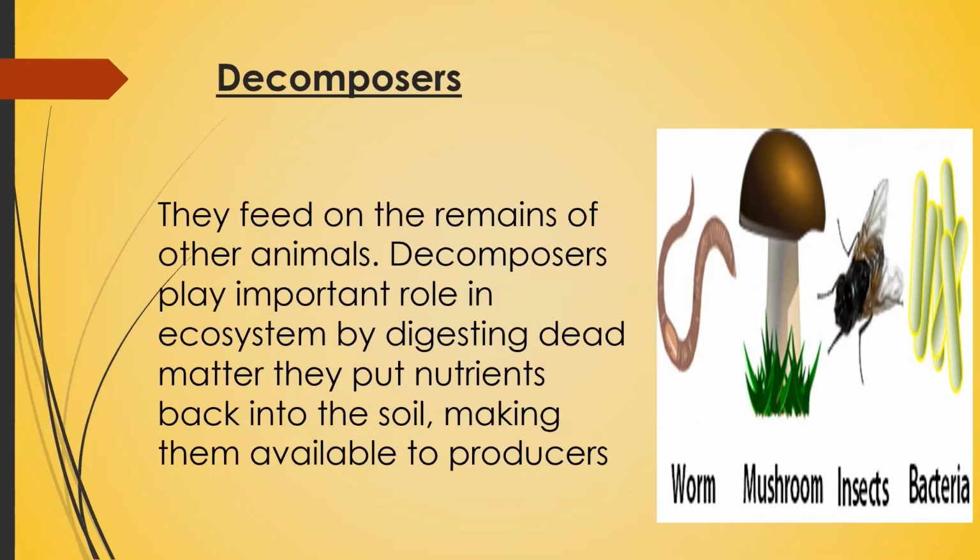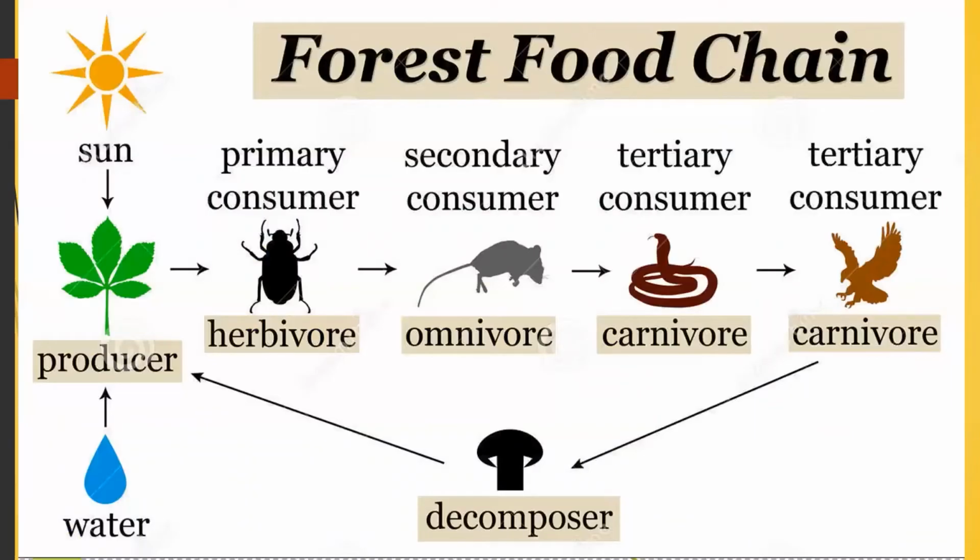Decomposers play an important role in the ecosystem. By digesting dead matter, they put nutrients back into the soil, making them available to producers again. For example, mushrooms, earthworms, mold, tiny algae. Some bacteria and insects are also decomposers.